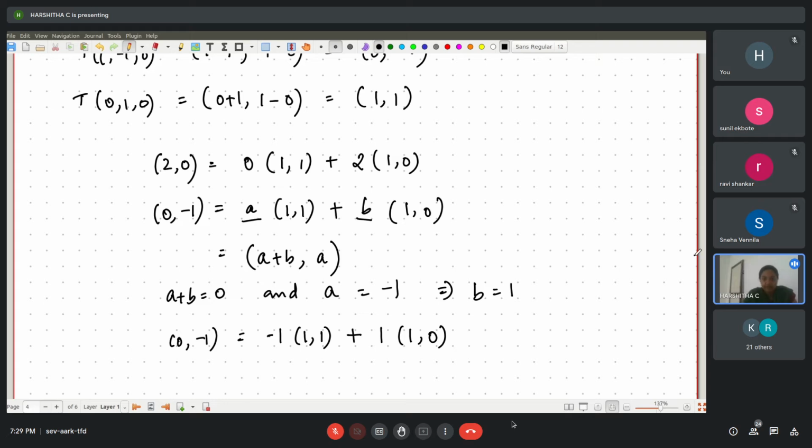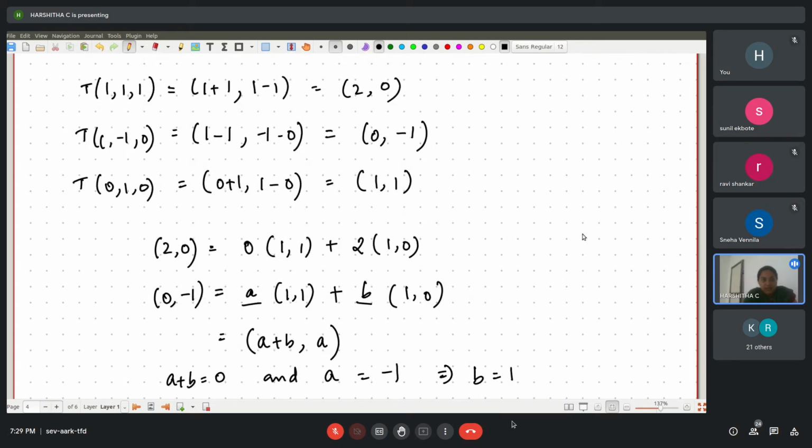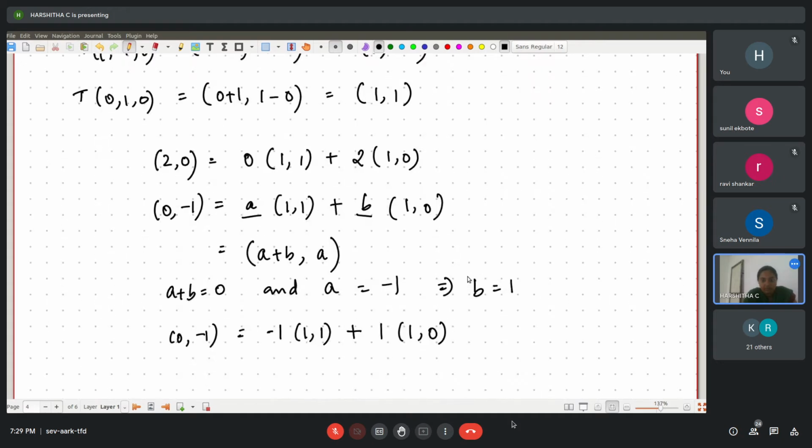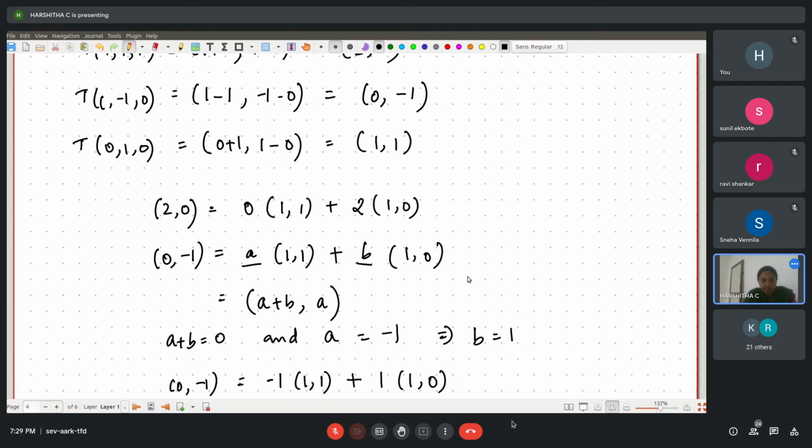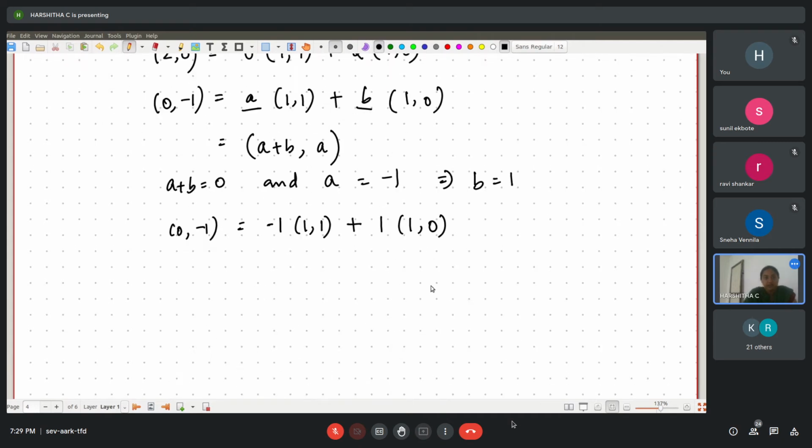Okay, and finally the last one is (1, 1). Finally, (1, 1), there's nothing to do. It is already there in the basis vector. So 1 times (1, 1) plus 0 times (1, 0).